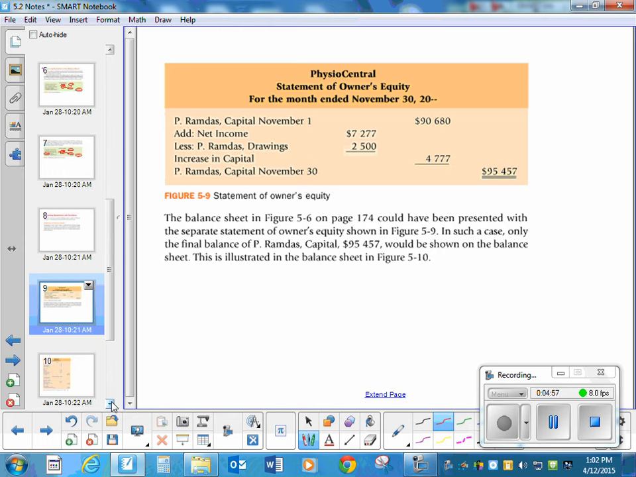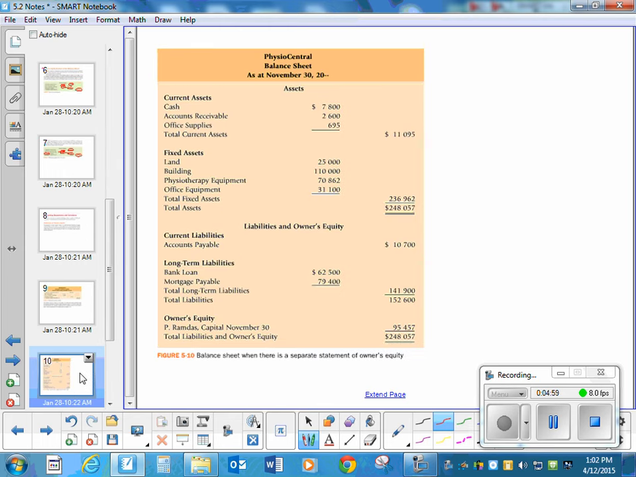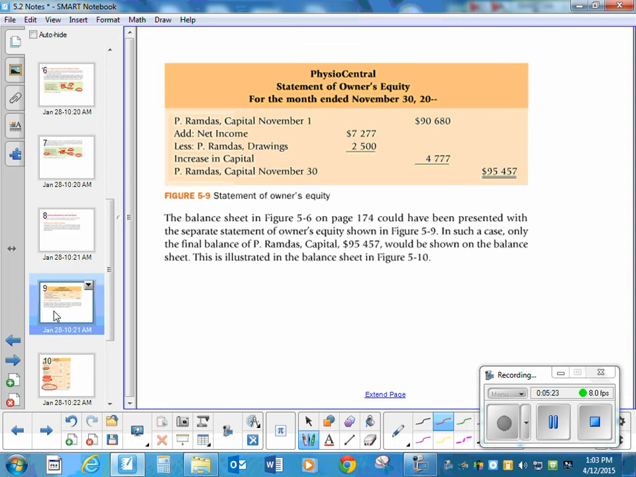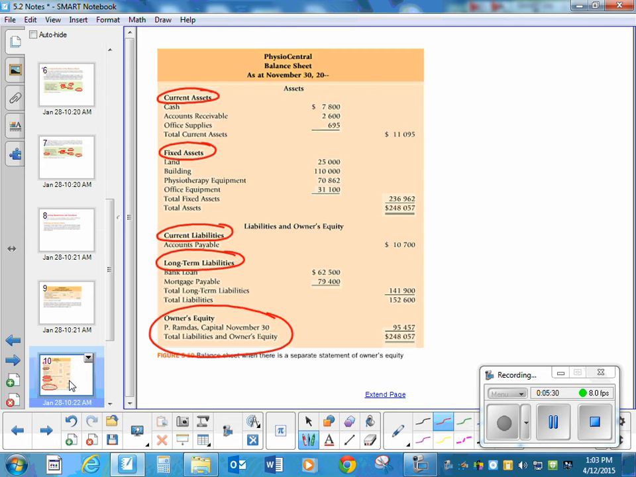Okay, and as you can see down here, this is your owner's equity section right there. Okay, so as you can see, you have your current assets listed here. You have your fixed assets listed here, your current liabilities, your long-term liabilities, and your owner's equity. And they didn't list everything that they listed back on here because this company is going to provide a statement of owner's equity in addition to the balance sheet. Okay?